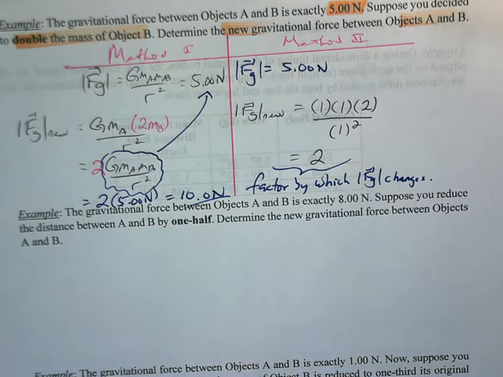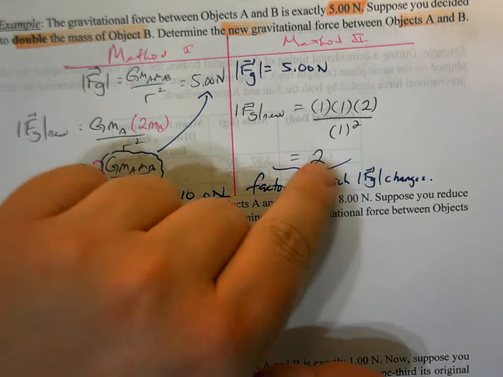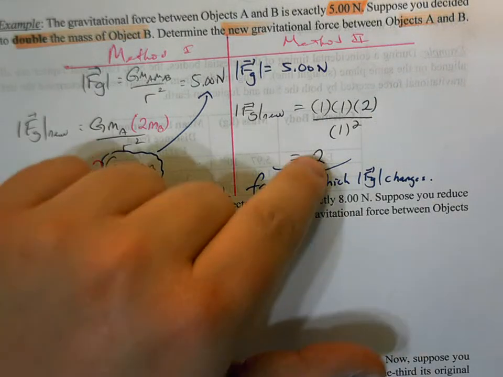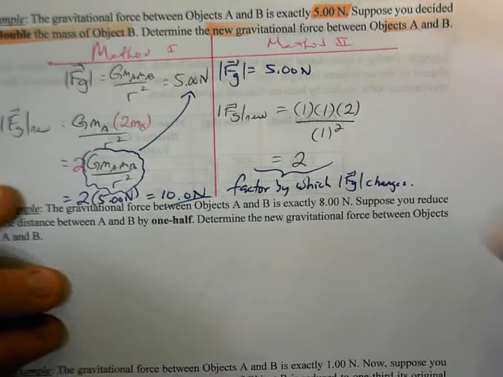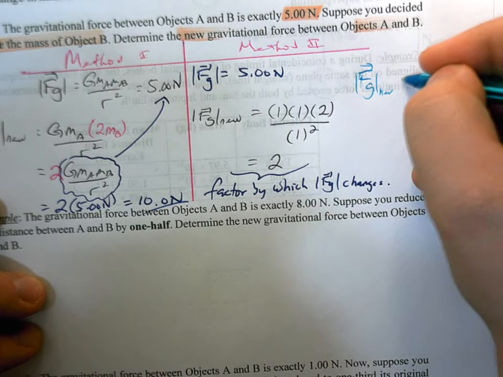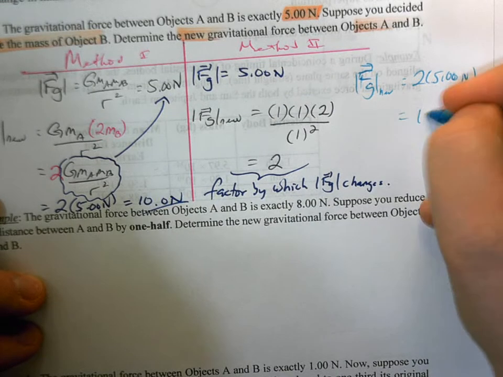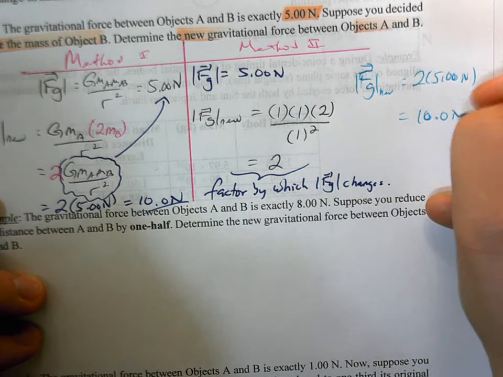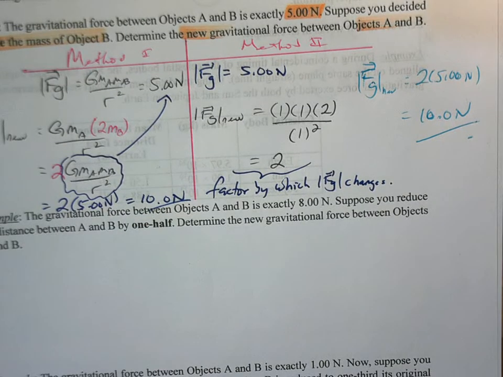So what does that mean? Well, what that means is we're going to take our original value of Fg and we're going to multiply it by this factor. So think of this number that you get as sort of a multiplicative factor. So what we could say is that Fg new is twice times the old one, which is also going to give us 10 newtons. Same answer as with the first method.